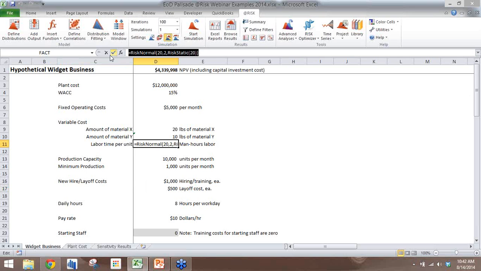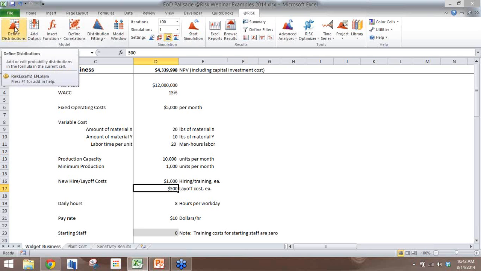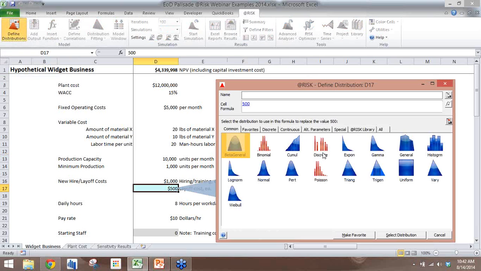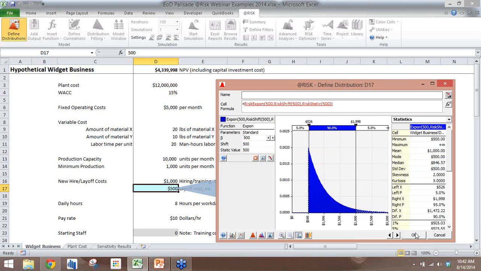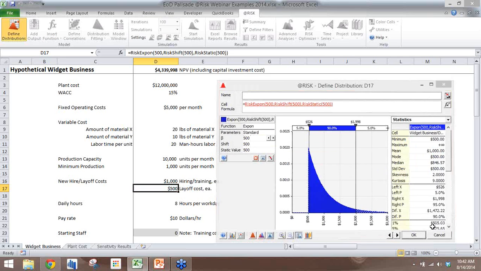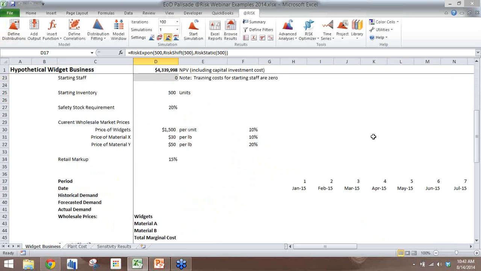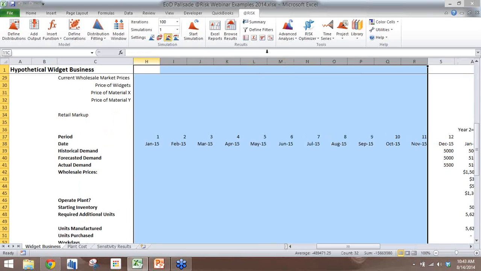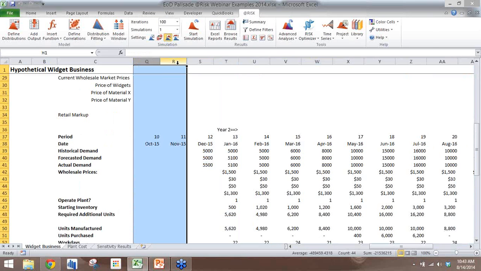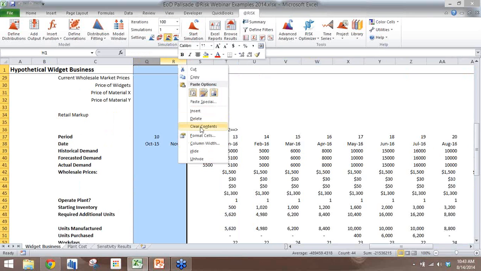Actually, I didn't want to have a distribution there, so I'm going to get rid of that one. Just put 20 back in that cell because that's not one of the ones I wanted to choose. I'm going back to my layoff costs again. We'll choose exponential. If you recall, I wanted to make that even more heavily skewed, so we update that value. We're going to go down here. Let me hide these columns just for convenience.